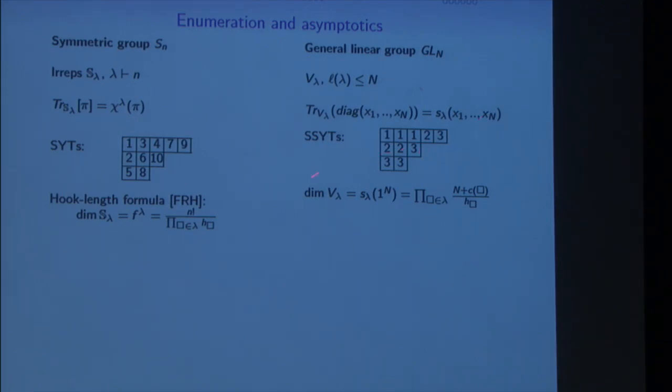that can be immediately read off from this diagram. So in this case, we have a hook length formula, a factorial over the product of, for each box in this diagram, a number called the hook, the number of boxes to the right and below it. And a very similar formula holds for the dimension of the Weyl module, or basically the specialization of the Schur function.